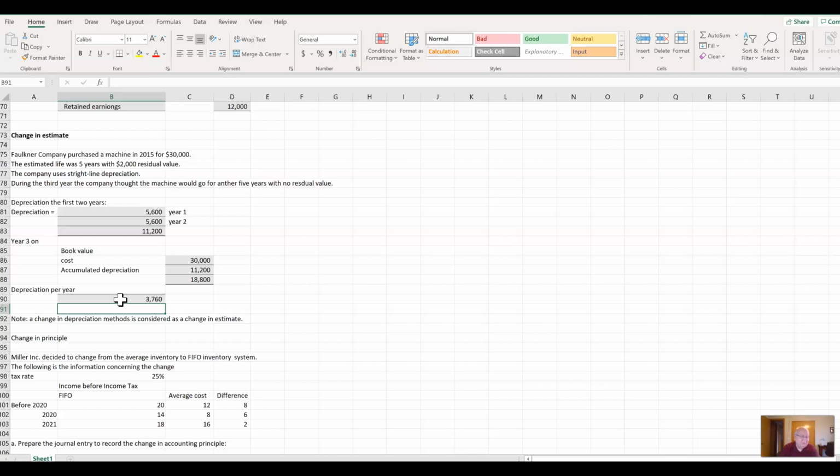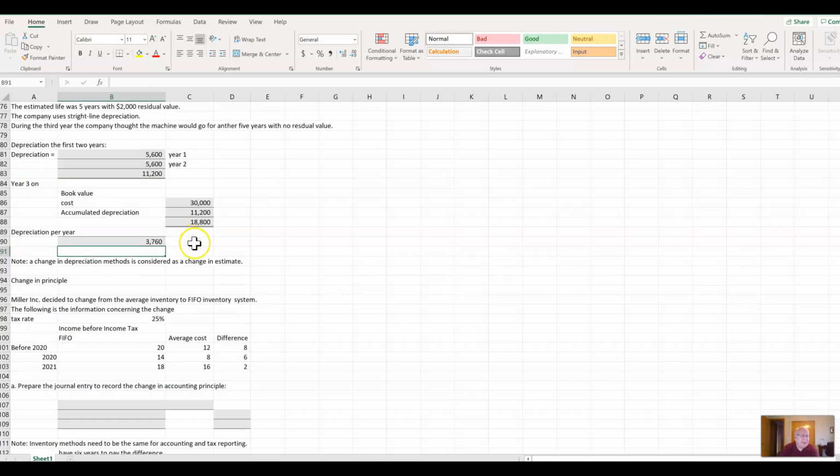Now I have a note here. If you change depreciation methods, that's considered the same thing as a change of estimate. So you go through the same process. If we go from straight line to double declining balance, for instance, you would calculate the book value, and then you put the balance based on double declining balance, or sum of the year's digits, or units of production, or one of the other methods. Or if you're going the other way, you can do the same thing. Calculate the book value, the carrying value. That's what the 18,800 is, and then take it from that point forward. So a change of depreciation methods is considered the same thing as a change of estimate.